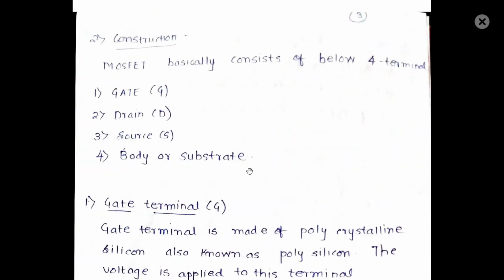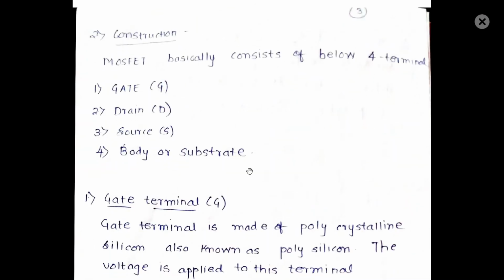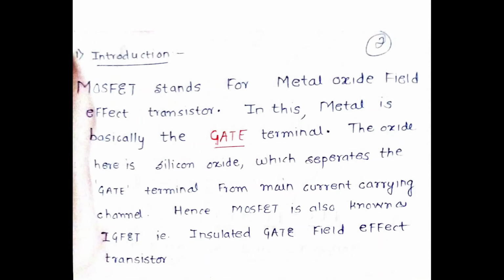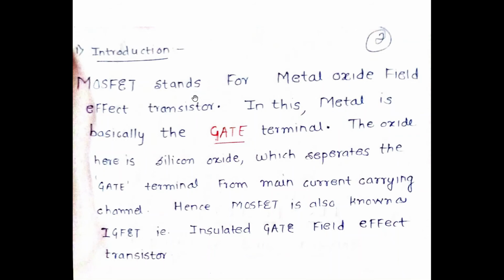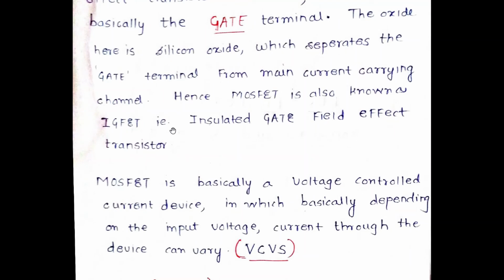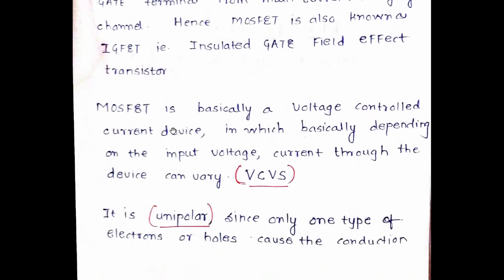I'll just give you a brief overview again. So what is a MOSFET? MOSFET is a metal oxide field effect transistor. In this, we have the metal, which is the gate terminal, and the oxide is silicon oxide, and this MOSFET is also known as insulated gate field effect transistor. Now the MOSFET is also called a voltage controlled current device, in which the voltage changes the current.